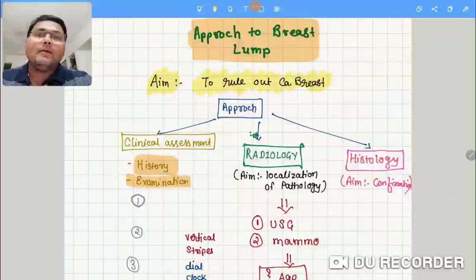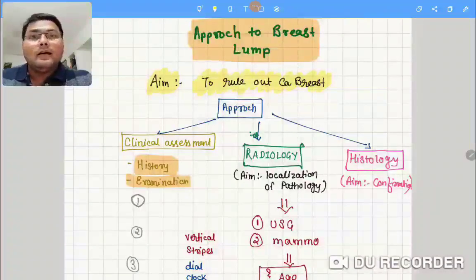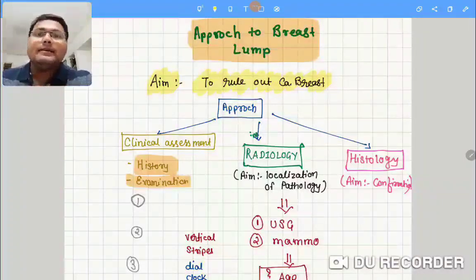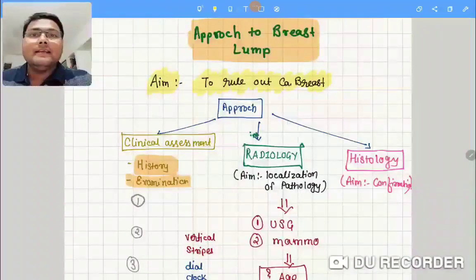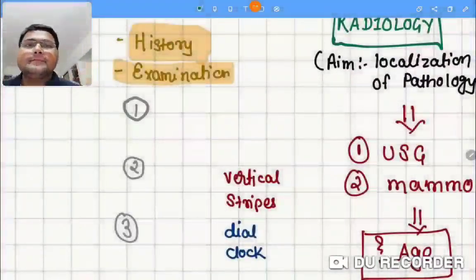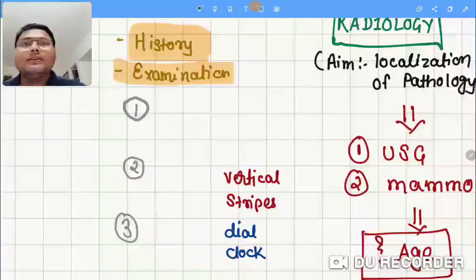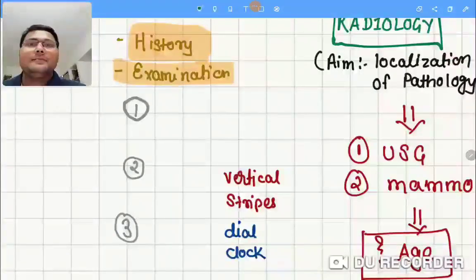We'll ask about the parity of the patient. We'll ask about the breastfeeding techniques. We'll ask about any significant family history. Is there any first degree or second degree relative in the family? We'll ask the patient all this history. After history taking, we'll proceed further for examination.